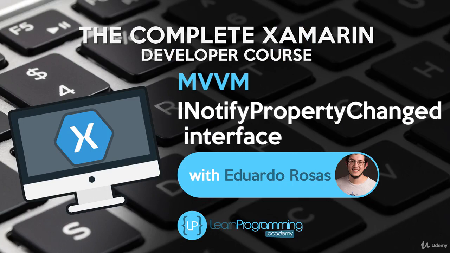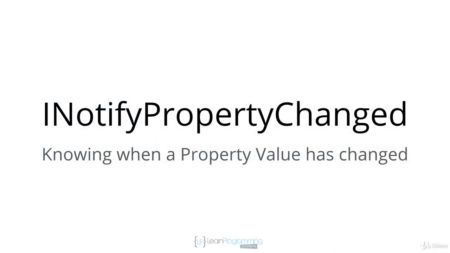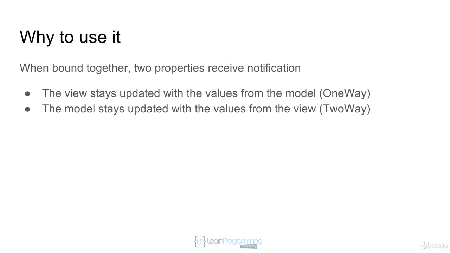Now that we have improved the model, it's time for us to start implementing the interfaces that will allow us to use MVVM. And we're going to start with the INotifyPropertyChanged, which is going to trigger events when a property value has changed. So the model and the view can stay updated when this happens.